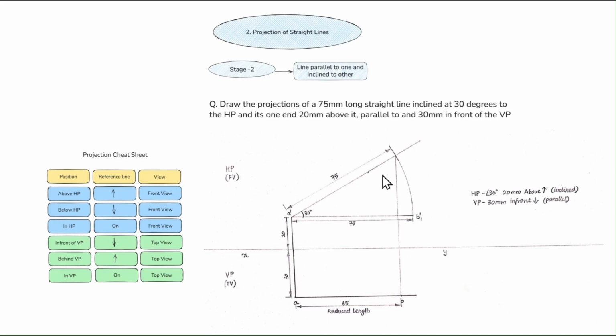And this arc and this point, join it. It will be 75 mm. So these two are true lengths. This is a reduced length. So this is how you have to draw the diagrams. For one is parallel and another is inclined, like the lines. Okay, based on the angles, this is stage 2.